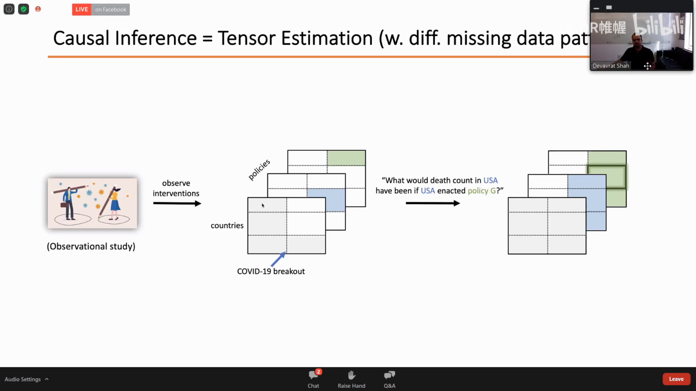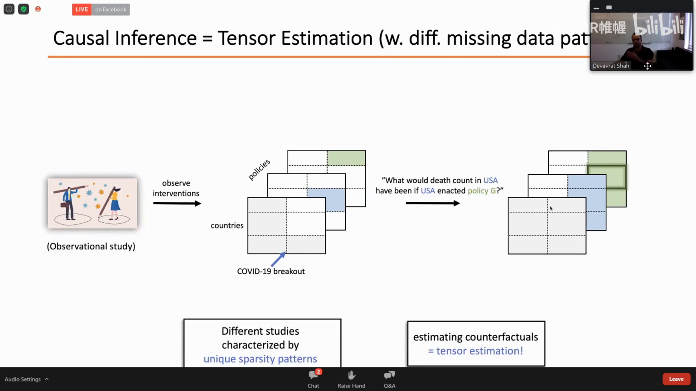So these are different policies, and for some countries we observed the health outcome here, for some countries we observed the health outcome here. And ideally, we want to know all of these outcomes. Then maybe we can decide that this is the best thing to do for these countries, and this is the best thing to do for those countries. And this is exactly the question of causal inference with an observational study.